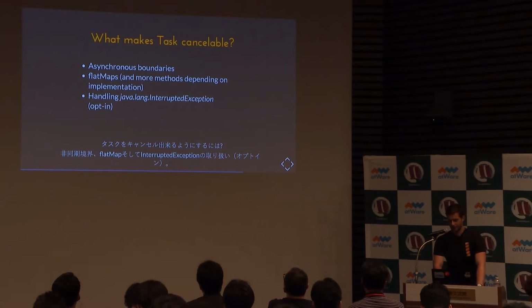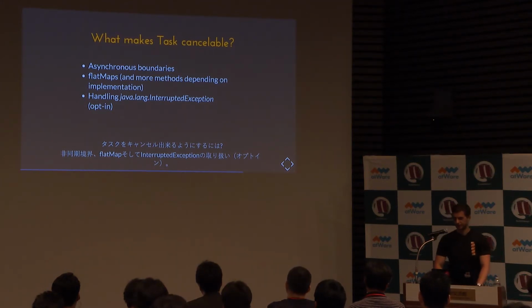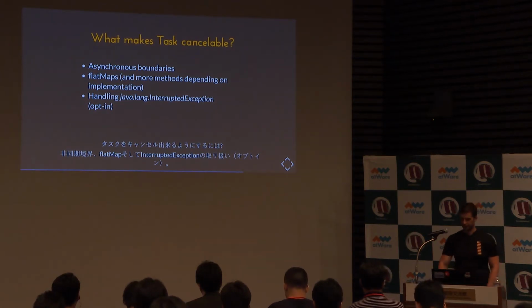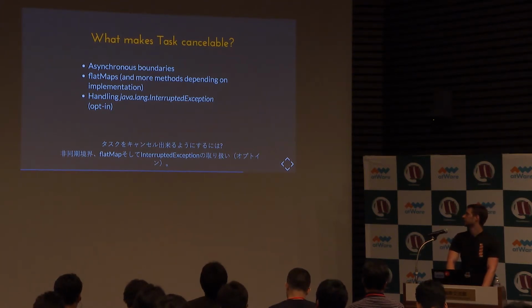And how can we make it cancelable? There are many ways. For instance, asynchronous boundaries, which I mentioned, will give this opportunity. So basically the cancellation is an asynchronous action, and given the lack of fairness, we also can't really expect our code to be cancelable. Depending on the implementations, for instance, flatMaps and even other operations could be cancelable.